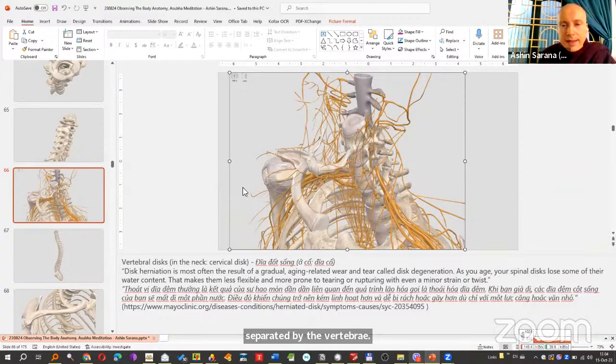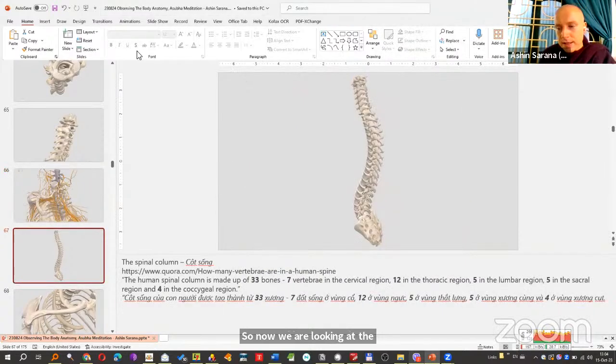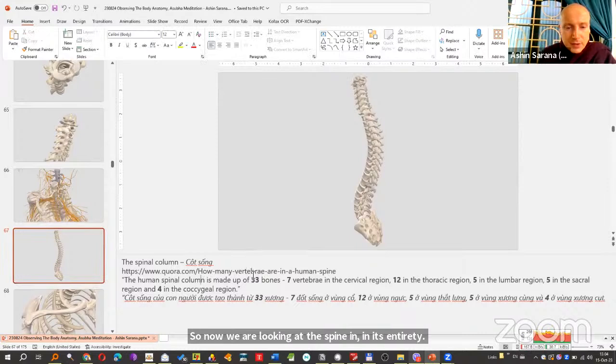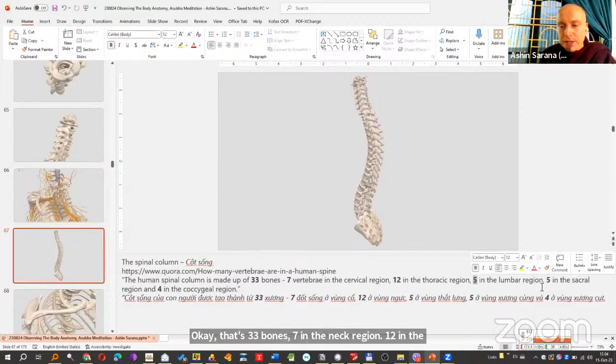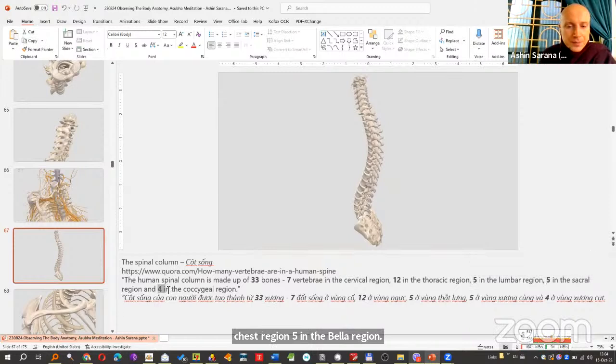So now we are looking at the spine in its entirety. The spinal column has 33 bones: 7 in the neck region, 12 in the chest region, 5 in the belly region, 5 in the pelvis region, and 4 below. So we get 33 bones that make up our spine.